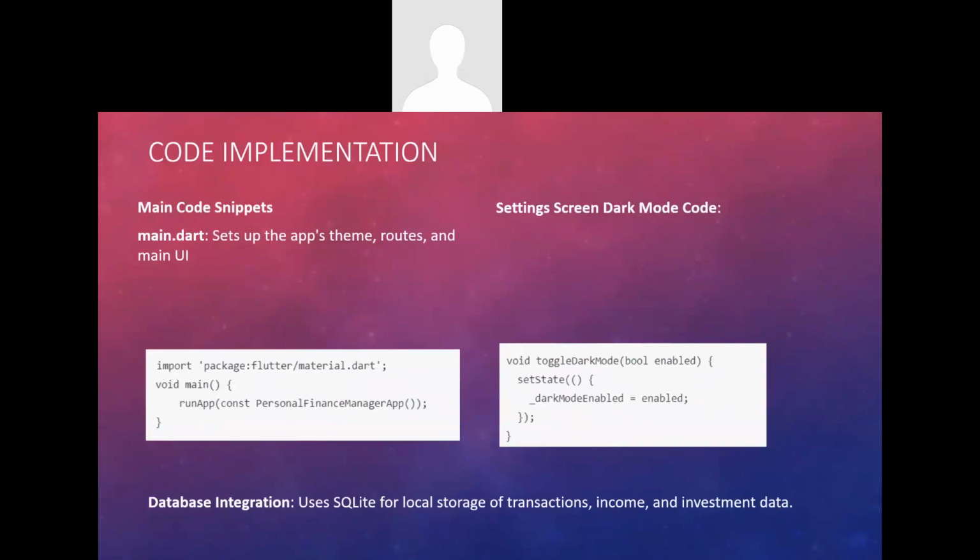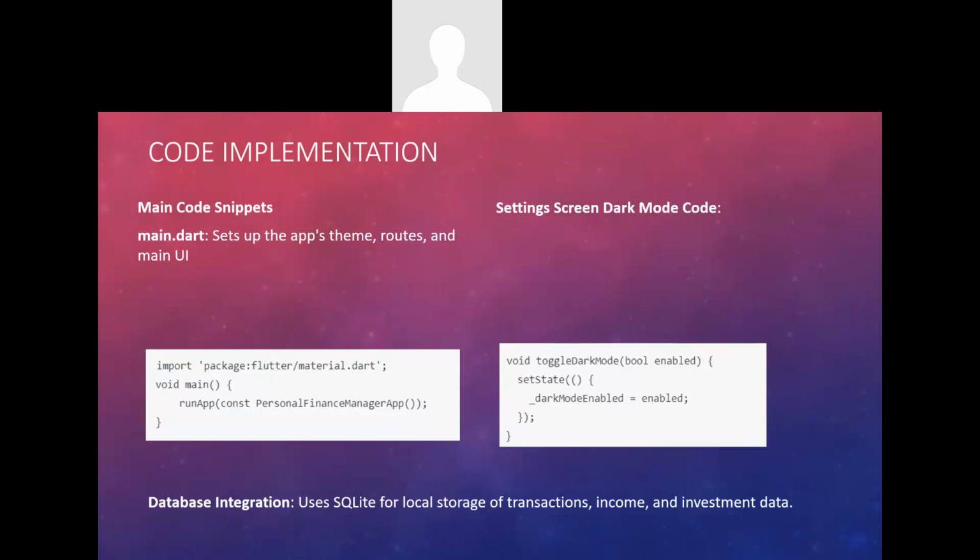When we come to the code implementation, here I'm just stating the main code. Here are some essential code snippets that power the app. For instance, in main dot dart, we define the app's theme, including dark mode settings, and set up navigation routes. And the database helper handles the storage and retrieval of user data. This class simplifies our code by centralizing all database interactions. For example, if a user logs a new expense, the database helper class ensures that the entry is saved accurately and retrieved instantly for viewing in the dashboard.